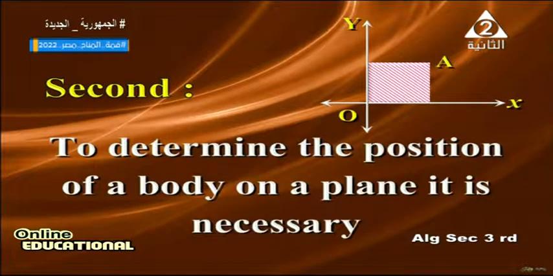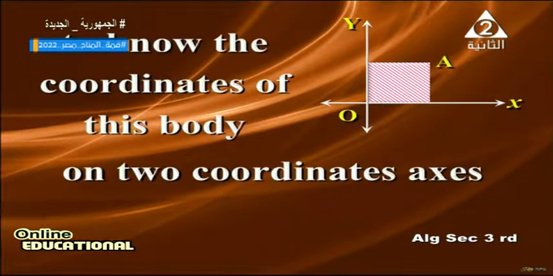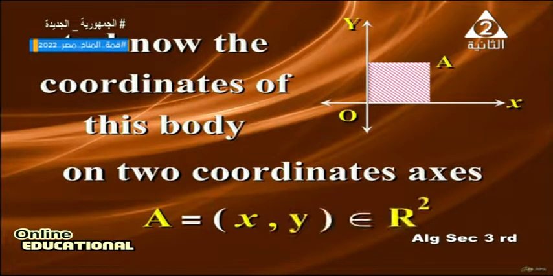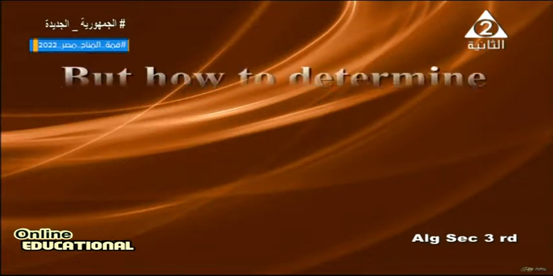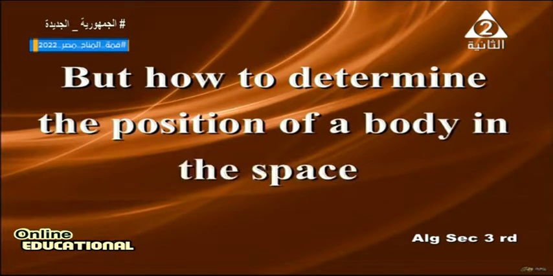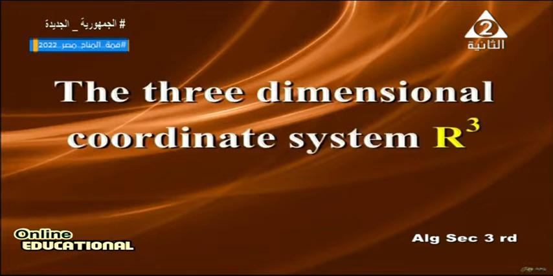Second, to determine the position of a body on a plane, it is necessary to know the coordinates of this body in two coordinate axes, the x-axis and the y-axis. As an example, point A is the ordered pair (x, y) belonging to R squared. But how do we determine the position of a body in space? We use the three-dimension coordinate system.